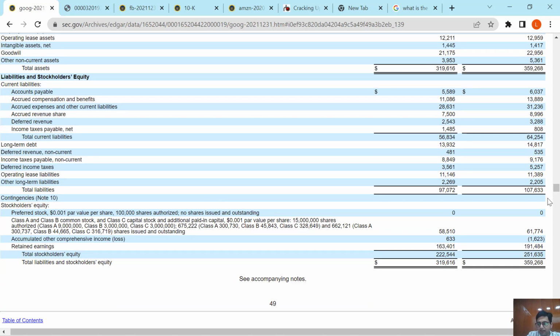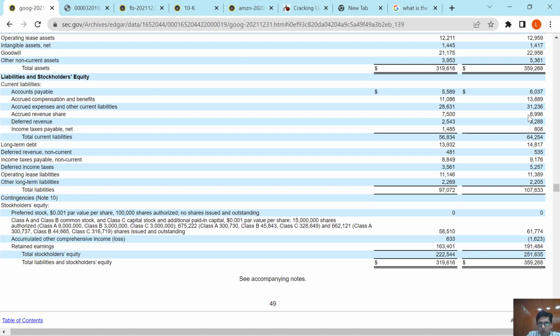So let's first see the liability side. And in the liability side, let's see the short-term debt and the long-term debt. In the current liability side, that is short-term debt, we have certain accounts payable, that is your creditors, accrued compensation, basically your salaries which you need to pay, accrued expenses, those expenses which you have deducted but not yet paid, and other current liabilities.